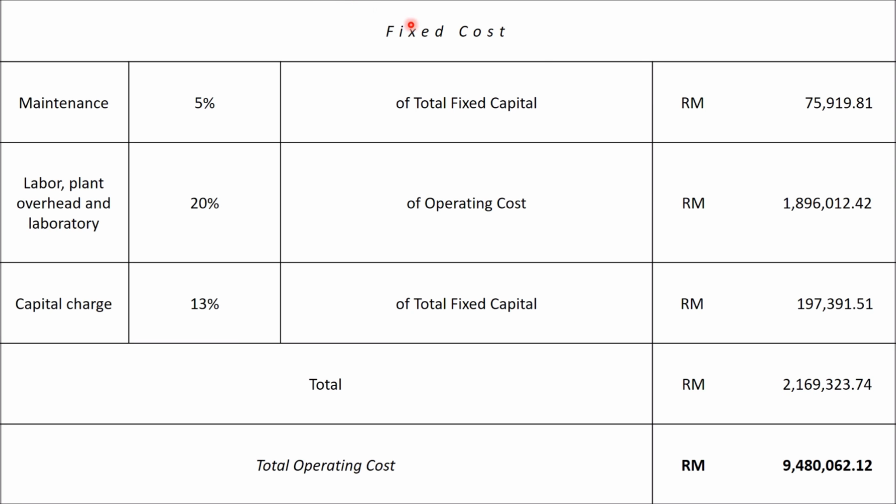Next, we are going to talk about the fixed cost. For the maintenance, it is 5% of the total fixed capital. For labor, plant overhead, and laboratory, it is 20% of operating cost, and the capital charge is 13% of total fixed capital. Therefore, the total operating cost for this project is 9,500,000. That is the estimated cost.